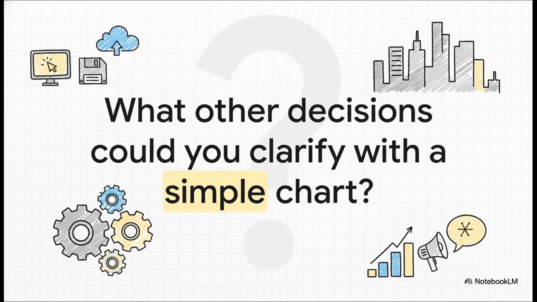You know, this method isn't just for choosing a city. You can use this exact same logic to compare different software packages or manufacturing processes or even marketing strategies. So the final question I'll leave you with is this. What big, messy decision in your world could be made crystal clear with a simple crossover chart?